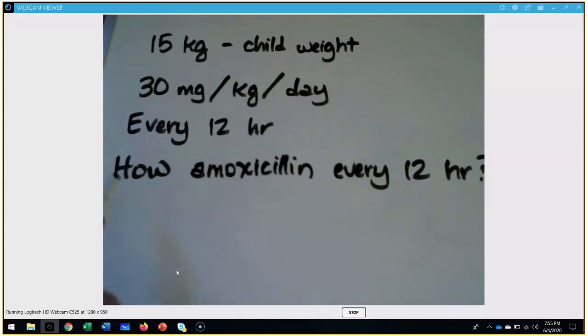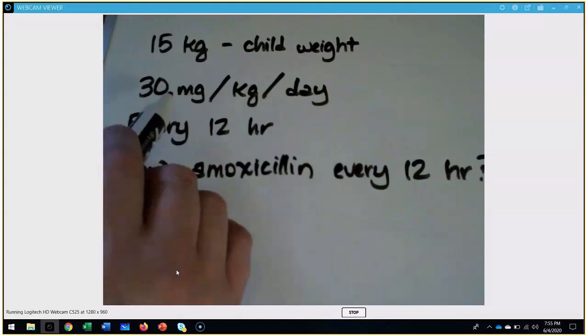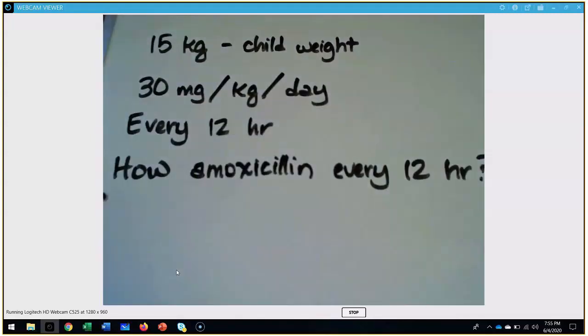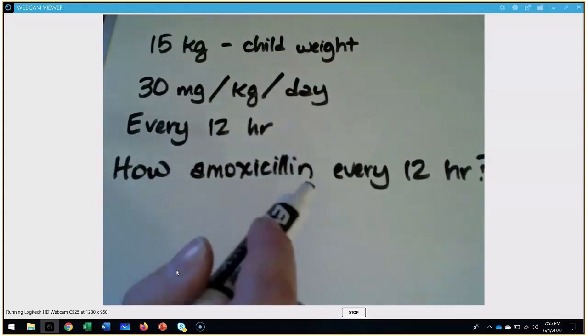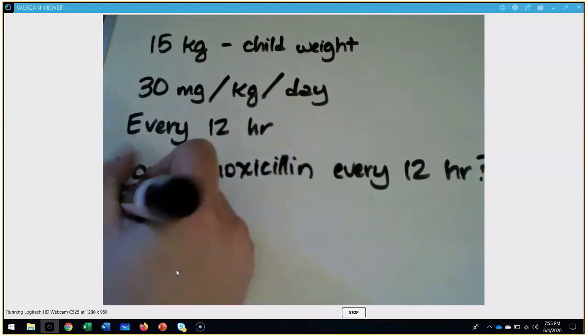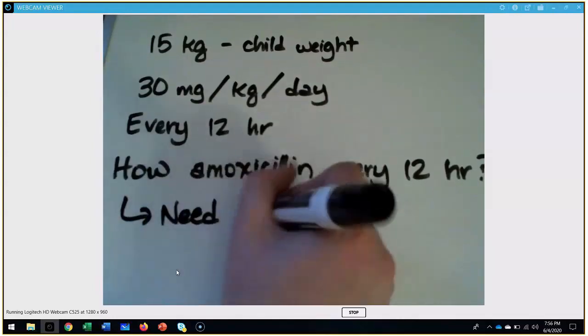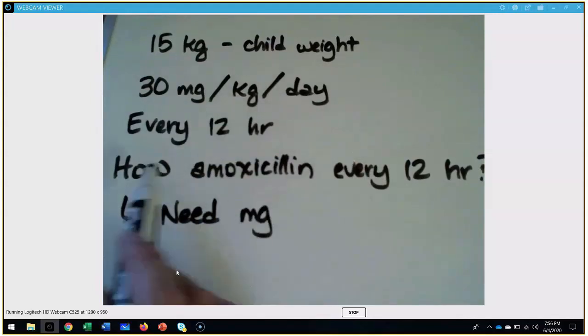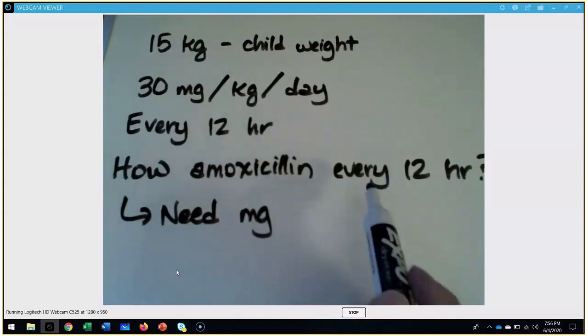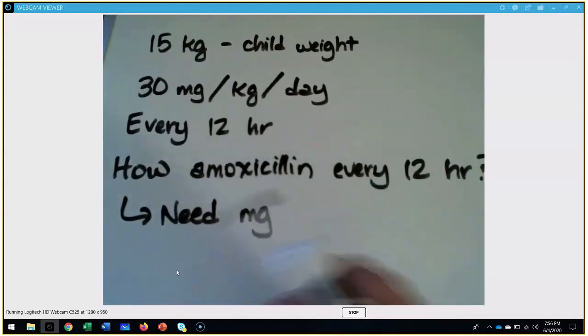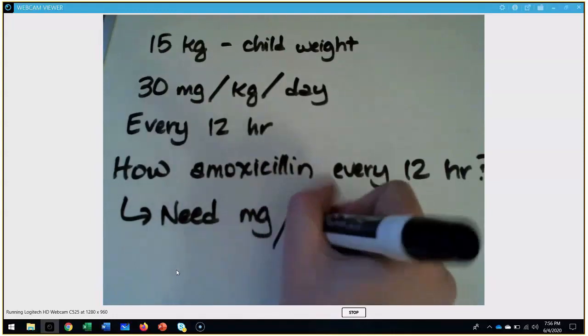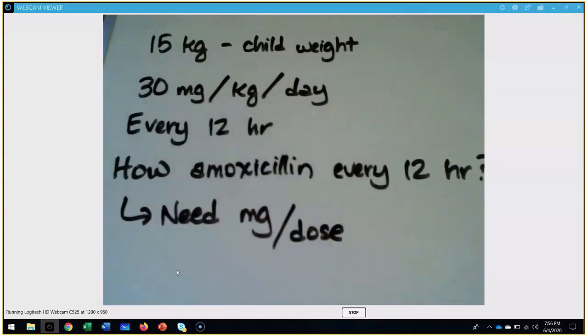If they want to know how much amoxicillin we're going to give, and the dosage of the amoxicillin is 30 milligrams per kilogram per day, they want to know how many milligrams every 12 hours. So we need to end in milligrams if that's what they're asking for. We also got to keep in mind that they're asking for every 12 hours, so they want to know how many milligrams per dose, in other words. If it's given every 12 hours and they're asking for it every 12 hours, they want to know how much we're going to give per dose. Make sense?